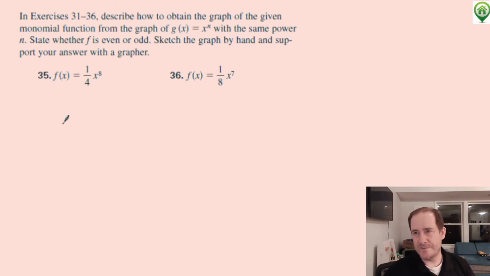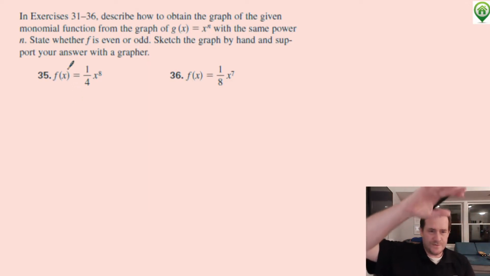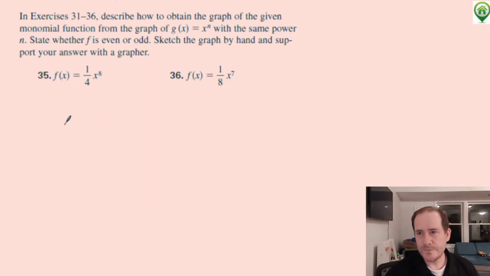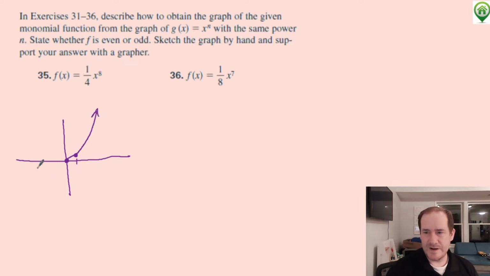For 35, there's the one transformation. It's a vertical dilation by a factor of 1/4. That means it's going to compress the graph. So to sketch it, we pass through the point 1 comma 1/4. Because the power is greater than 1, we also pass through the origin. Because the power is greater than 1, we're going to be concave up. And because the power is even, the graph will have even symmetry, so just reflect it over the y-axis.